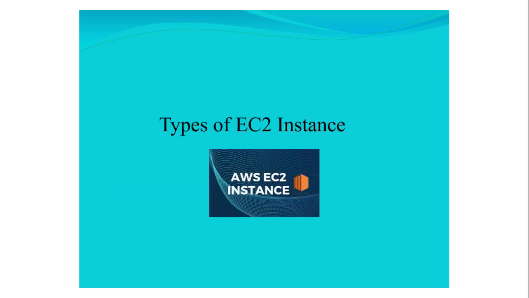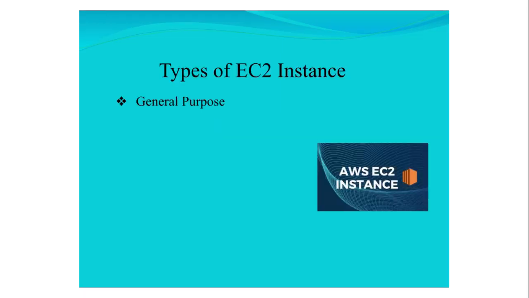Types of EC2 instances. AWS offers several types of instances to suit specific needs. General purpose: this type of instance is perfect for everyday tasks like hosting websites or development environments. A T2 micro instance, for example, is ideal for low-cost, general-purpose tasks.